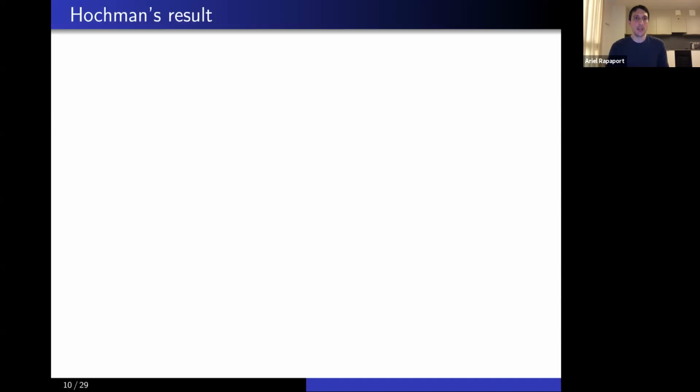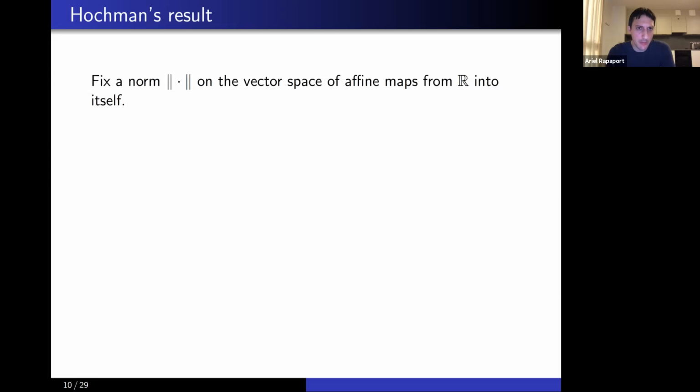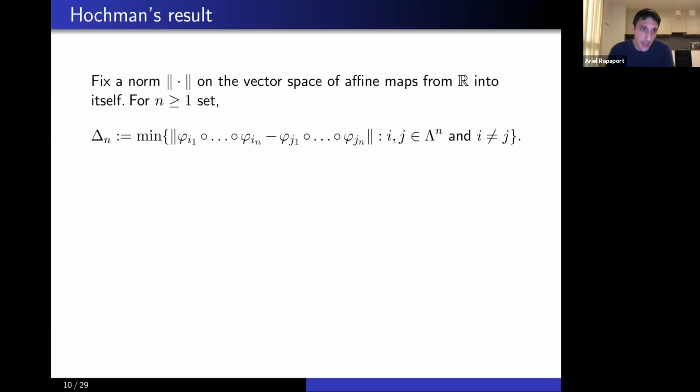And so Hochman's result proves a milder version of the conjecture, and I will now describe it. So I need some notation. Fix a norm on the vector space of affine maps from R into itself. And for every positive integer n, let delta n be the following quantity. Delta n is defined as the minimal distance between two compositions of maps from our IFS which correspond to two distinct n-words. Note that there are exact overlaps if and only if there exists some n such that delta n is equal to 0, in which case from that n on, delta n will always be 0.